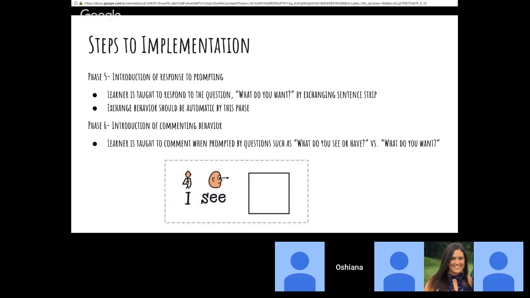In phase 5, the introduction of response to prompting occurs. The learner is taught to respond to the question, "What do you want?" by exchanging the sentence strip. The exchange behavior should be automatic by this phase. And then in phase 6, we introduce the commenting behavior. The learner is taught to comment when prompted by questions such as "What do you see?" or "What do you have?" versus "What do you want?"